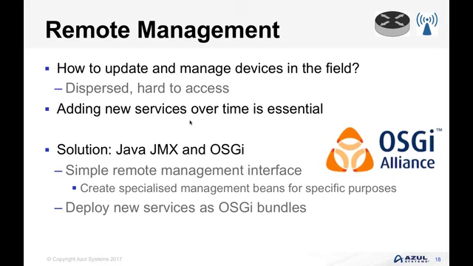JMX allows us to manage things. We can set up management beans so that we can monitor specific things. We can build specific beans for specific purposes and have different things monitored. So we're not restricted to only a set that's available with the JDK. We can build our own and extend those.